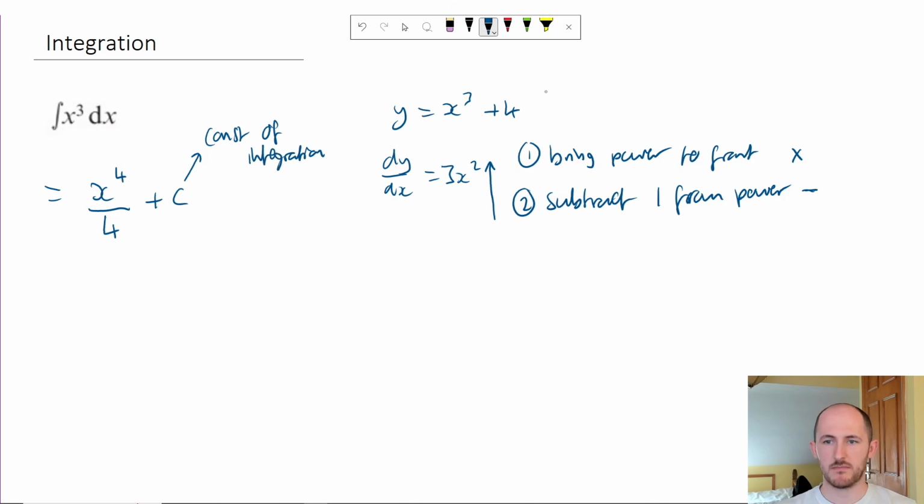Because it's there just in case there was a constant in the original function that we differentiated. Now bear in mind, this c can be any real number. It could be 0. So for example, in the case of just x cubed, it would be 0. But if it's x cubed plus 4, then we'd have a plus c, which we'd then have to work out or use some other piece of information to work out what that value is.